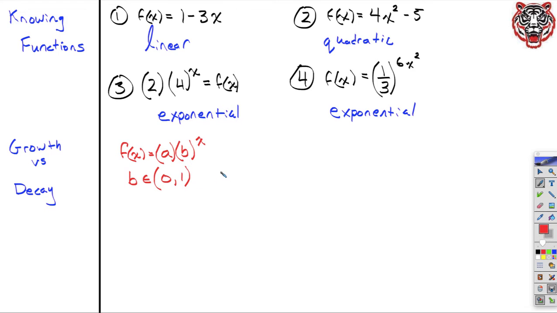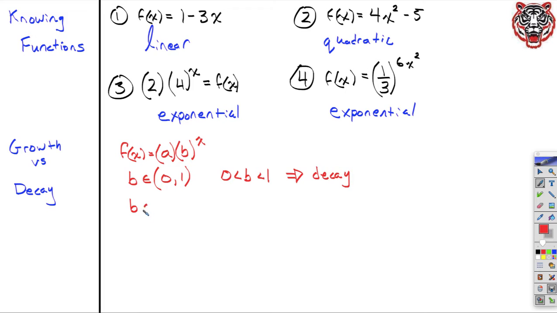So if b is between 0 and 1, I could have also written it like this: 0 is less than b is less than 1. It's between these two. If you prefer this form, you can write it this way. If you prefer this form, you can write it that way. You don't have to write both of them. If you have one of these two forms, that means that it is decay.